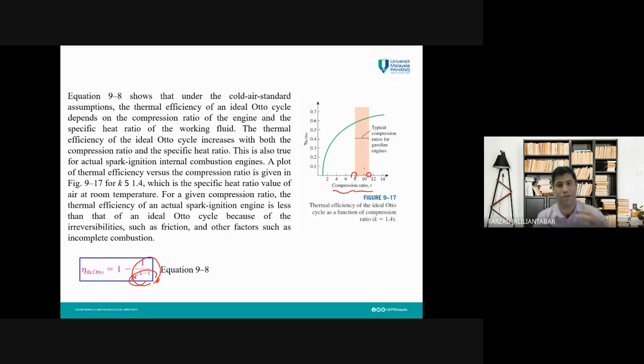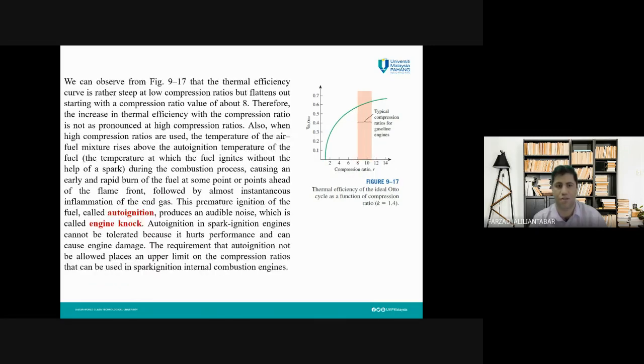If the compression ratio increases a lot, ignition happens without the spark plug, which is uncontrolled combustion, which is not favorable. Sometimes it reduces the efficiency, and sometimes it causes a knock, which I will introduce to you. We call that engine knock, which is due to the premature ignition.